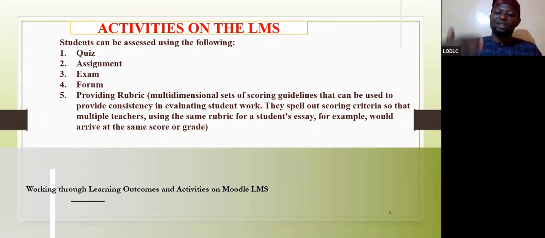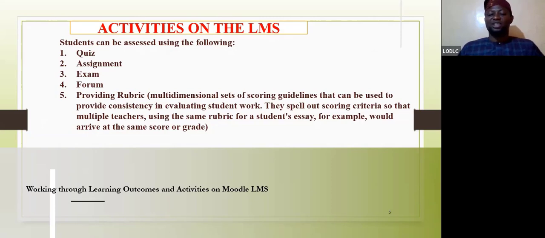So summative assessment measures how much a student has learned after the student has completed the whole course. That is why we have exams, quizzes and some other things. Now, students can be assessed using the following: we have quiz, assignment, exam, forum, and rubric. What do I mean by rubric?